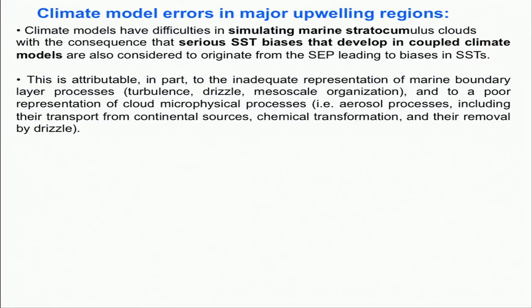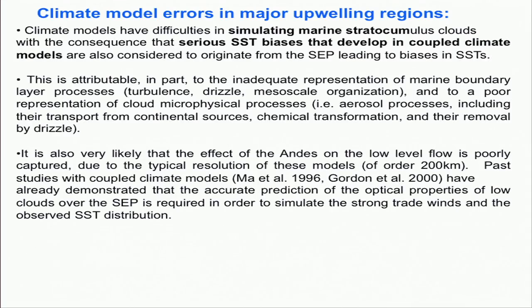There are all sorts of processes: turbulence, drizzle formation, and also large-scale mesoscale organization, which you can learn about in other courses in atmospheric science. For example, Professor Schultz. So that tends to lead to a poor representation of clouds in general, particularly the formation of rain. And as we said, the old models didn't have the resolution to capture the airflow patterns.